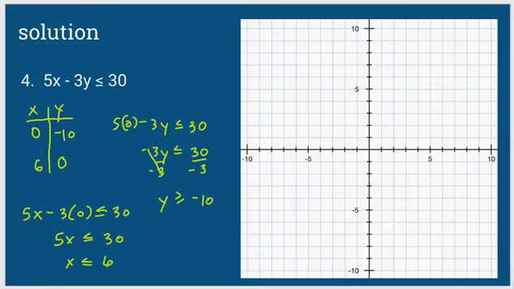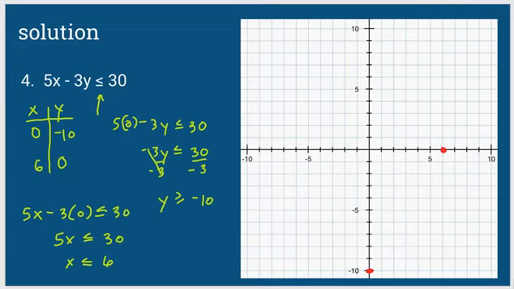Now I'm going to go over to my graph and mark those two intercept points. The first one is at 0, negative 10, so it's way down here at the bottom of the graph. The second one is at 6, 0, so that's over here on the x-axis. Because this is a linear inequality, this is where I have to look at the inequality symbol, and in this case it is less than or equal to.